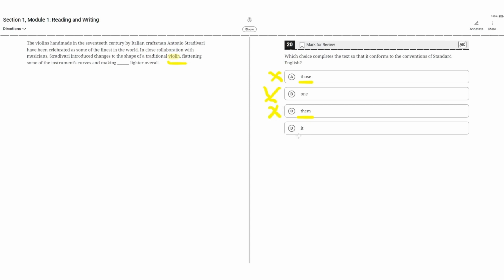D. It. This is correct because the singular pronoun it agrees with the singular antecedent violin. So D is the correct choice.